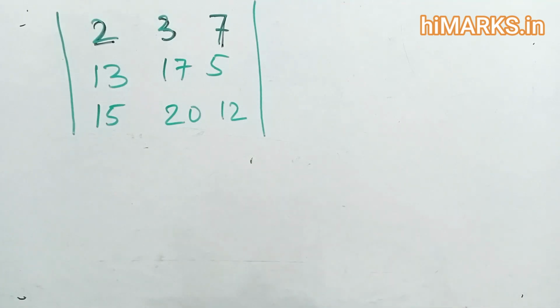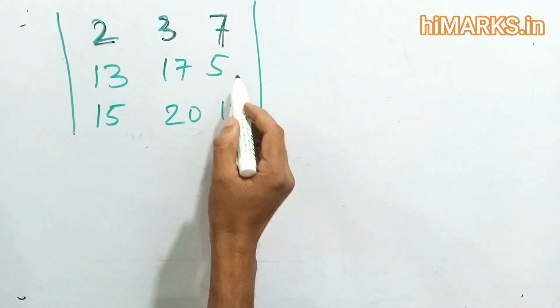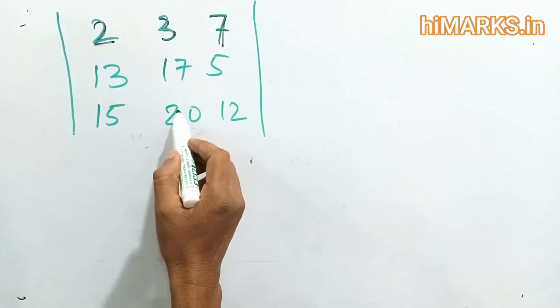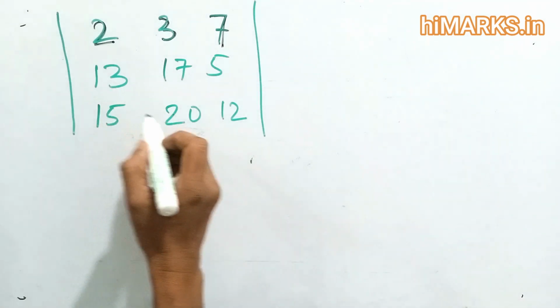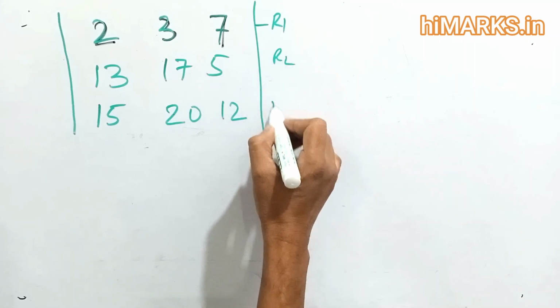So this is a matrix. We need to prove that, without expanding, this value is 0. Here, you see 12 minus 5 is 7, and 20 minus 73, so 50 minus 13. This is R1, R2 and R3.